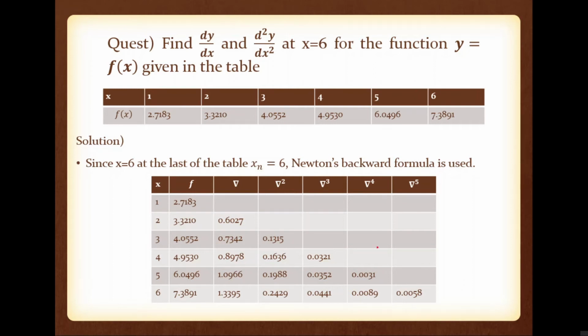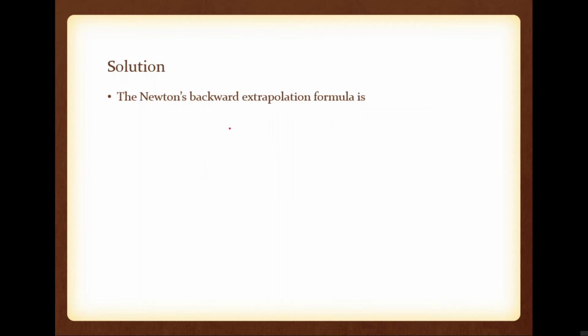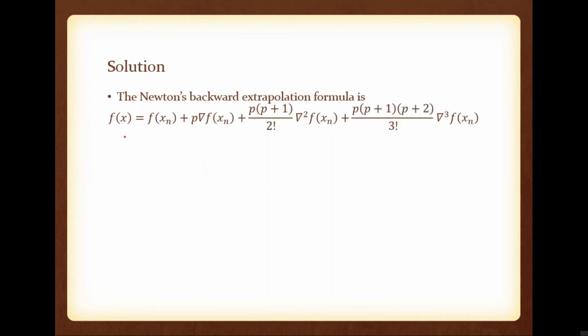Please note, we are going to use Newton's backward extrapolation formula, and that is f of x equal to fn plus p into del fn plus p into p plus 1 divided by 2 factorial into del square fn plus p into p plus 1 into p plus 2 divided by 3 factorial into del cube fn plus etc., plus p into p plus 1 into p plus 2 into etc. into p plus n minus 1 divided by n factorial into del raised to n fn. This one is the backward extrapolation formula.